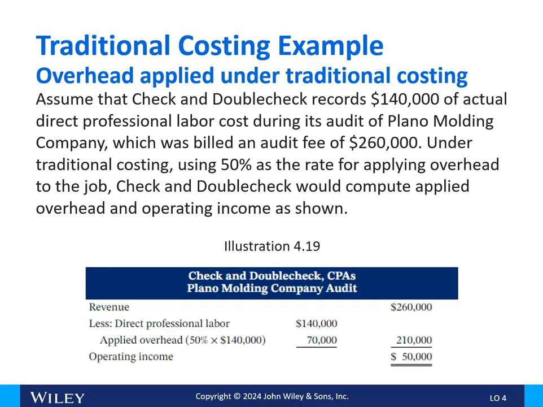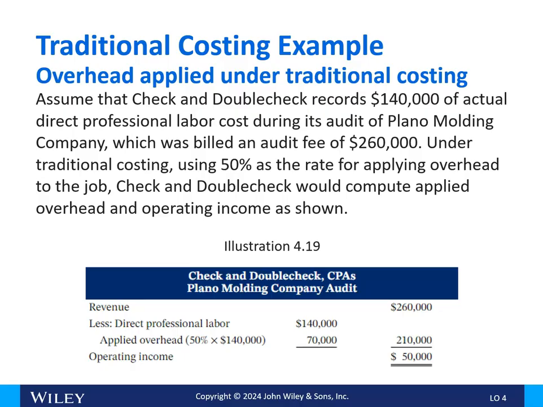Now if we apply that to a particular job, we have $140,000 of actual direct professional labor during the audit of Plano Molding Company. It was billed an audit fee of $260,000. Using the 50% rate for traditional costing, we would apply $70,000 of overhead, so 50% of the direct labor cost. So we would have $210,000 of cost, and $50,000 of operating income.